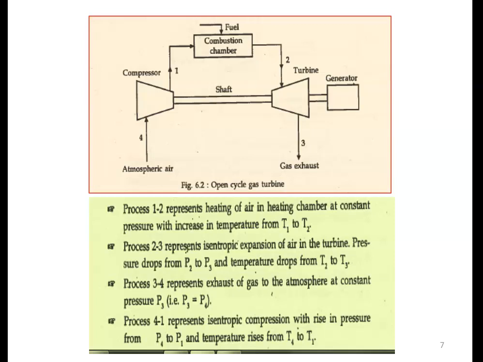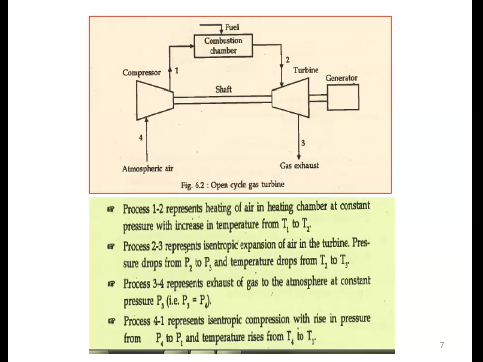Process 3 to 4 represents exhaust to the atmosphere at a constant pressure, that is P3 equal to P4. The gas is exhausted to the atmosphere at the same pressure, and it enters the compressor at the same pressure. Process 4 to 1 represents isentropic compression with an increase in the pressure from P4 to P1 and temperature from T4 to T1. So these are the processes occurring in the open cycle gas turbine.